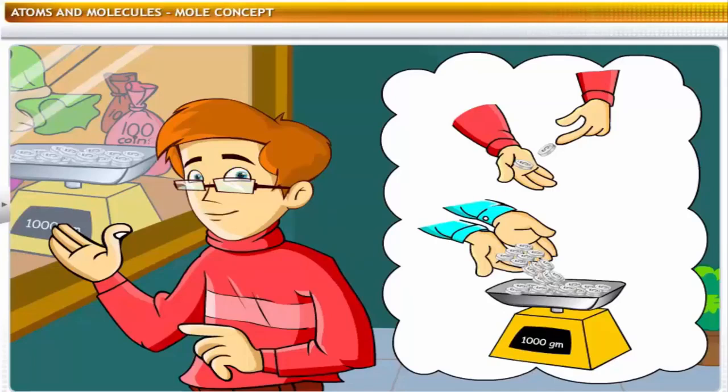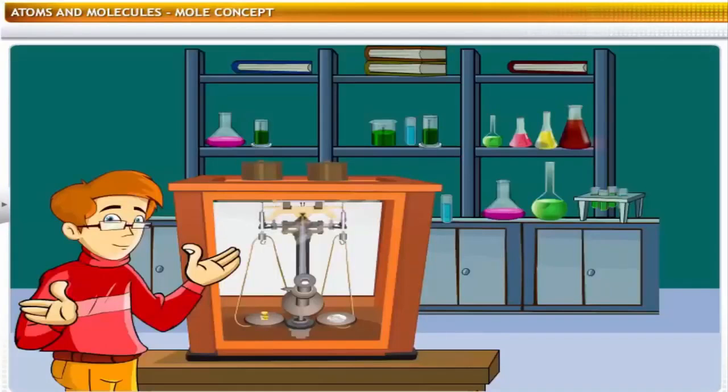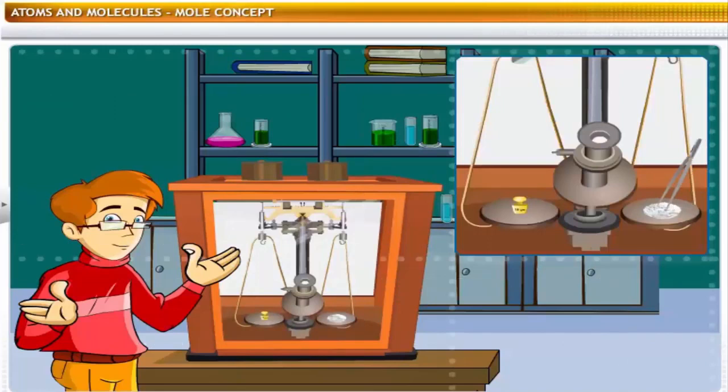So, the bankers link the mass of coins to the number of coins present. Here's another example. In a laboratory, when experiments are conducted using elements or compounds, the mass of an element or compound is taken into consideration, rather than counting the number of atoms that an element or compound contains.